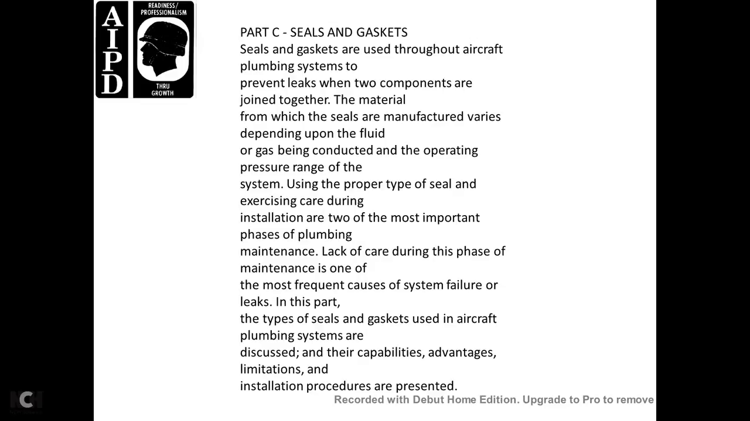Part C, seals and gaskets. Seals and gaskets are used throughout the aircraft plumbing system to prevent leaks between the two components that are joined together. The material from which the seals are manufactured varies depending on the fluid or gas being conducted and the operating pressure range of the system.